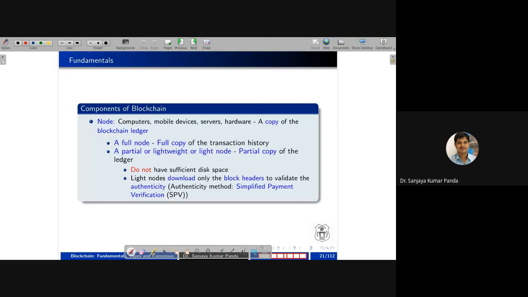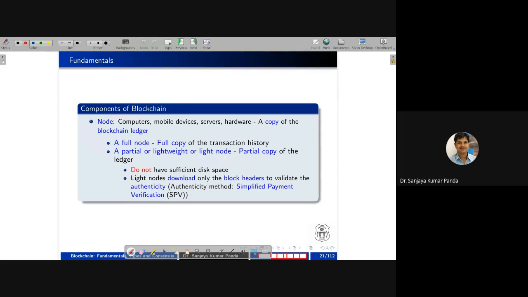The ledger is not kept by a trusted party like a bank. Rather, the copy is available in each and every node. But when you look at a particular node, say I have a device with less computation power or less processing power, it is a lightweight device. It cannot store a large amount of transactions. So can I participate in a blockchain network? The answer is yes.